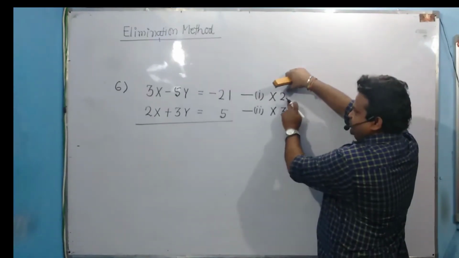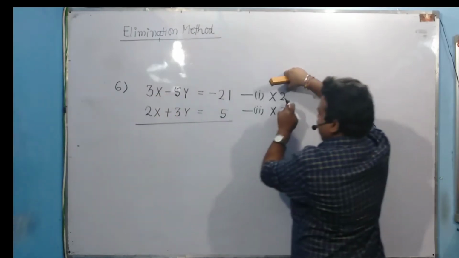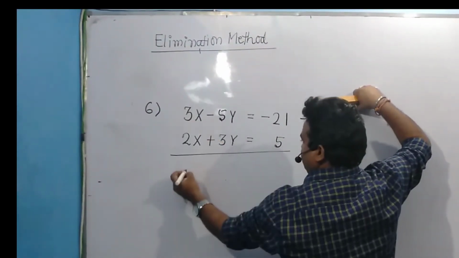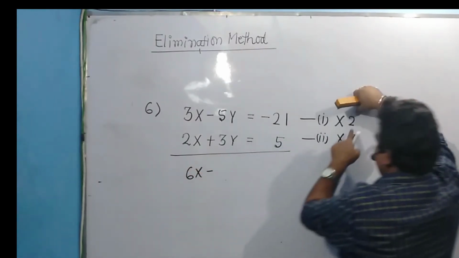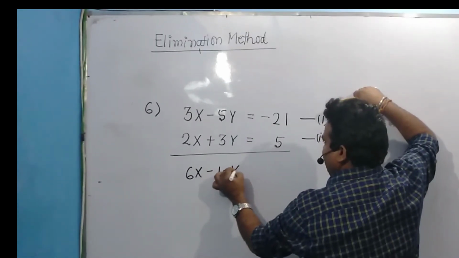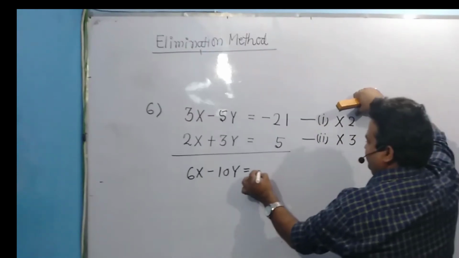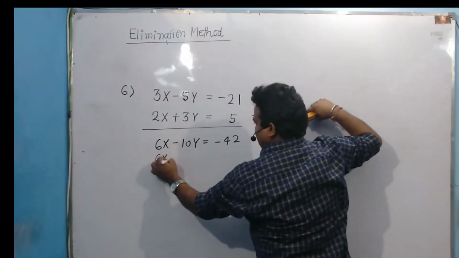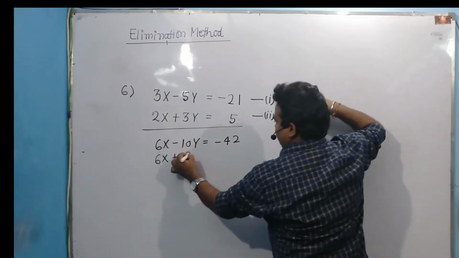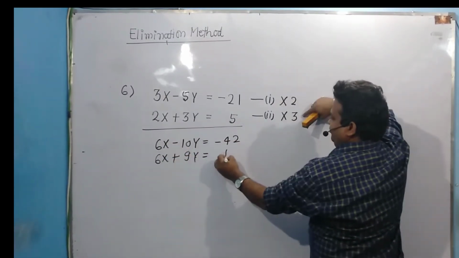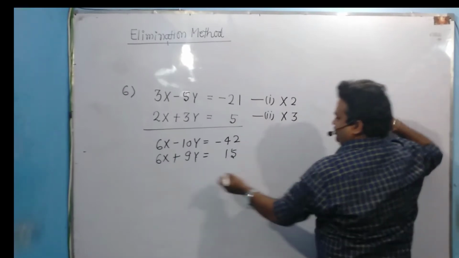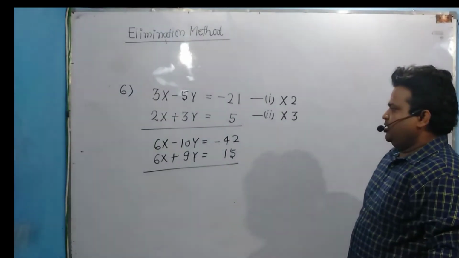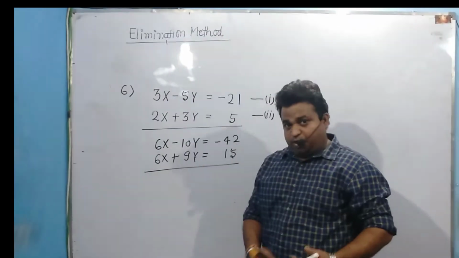So if you multiply this 2 in this whole equation, what will you get? 2 multiplied by 3, 6x minus 2 multiplied by 5, 10y is equal to 2 multiplied by minus 21, minus 42. Now 3 multiplied by 2, 6x plus 3 multiplied by 3, 9y is equal to 15, by multiplying 5 into 3. Now after multiplication, the x coefficient becomes equal.